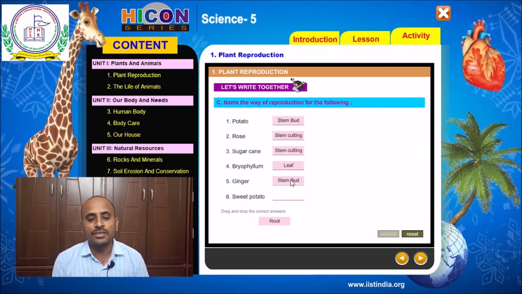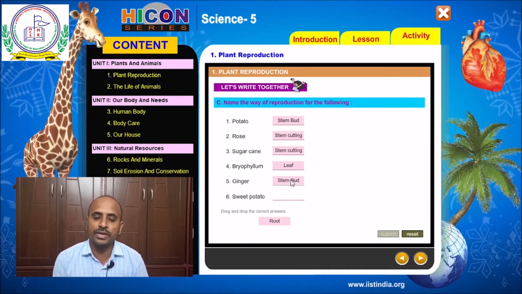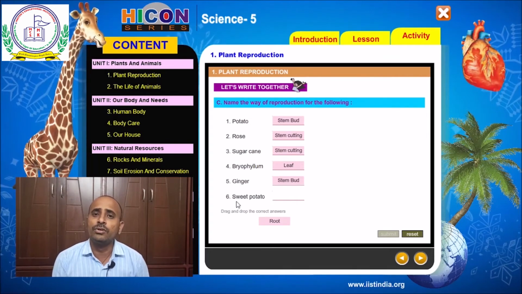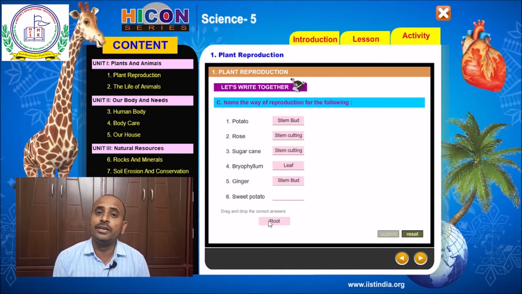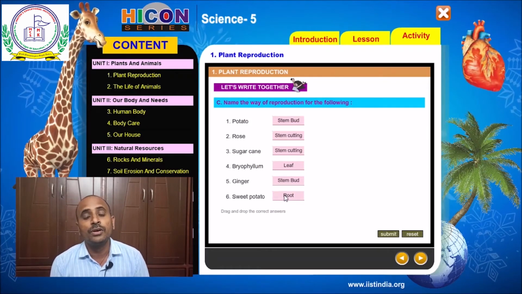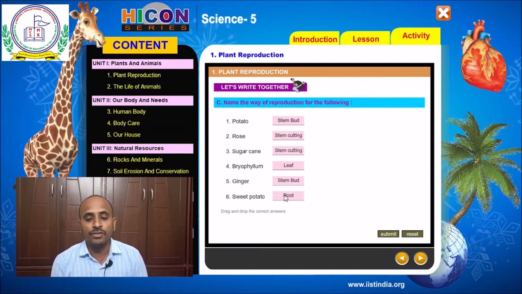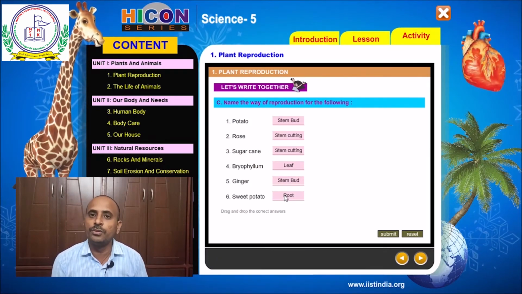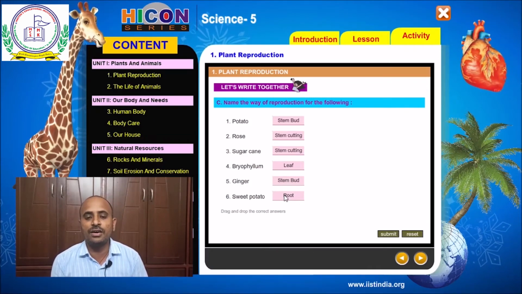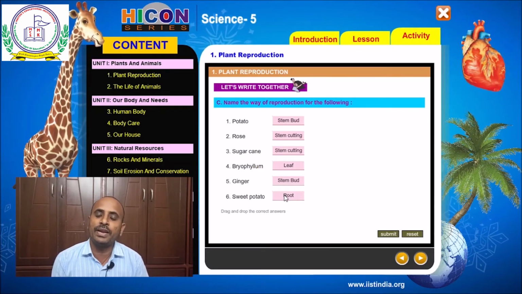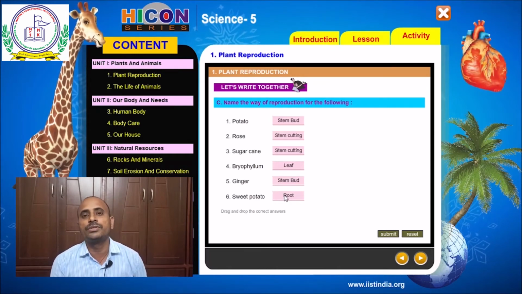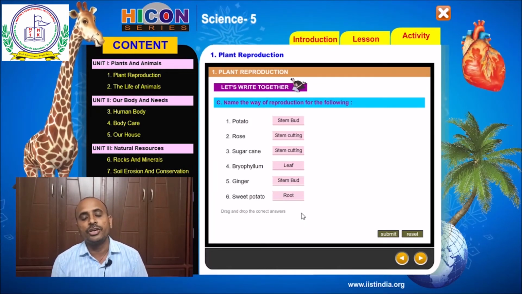So children, see the sixth plant, sweet potato. Sweet potato reproduces its new plant from its root, because the root of the sweet potato plant is very thick and it stores food. If we cut the root of the sweet potato and plant it in the soil, we will get a new plant of sweet potato. So sweet potato reproduces a new plant from its root. So children, these are the answers for these plants, and these are the ways by which the given plants reproduce. Note these down in your notebook.